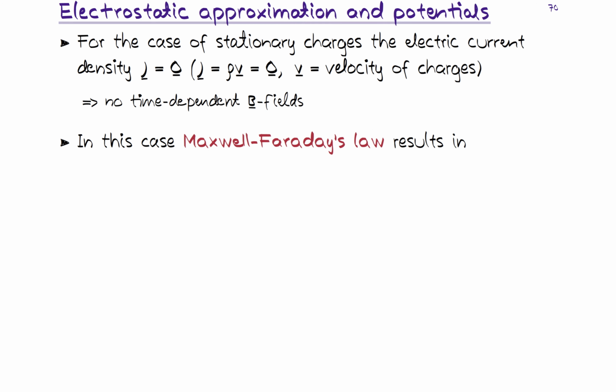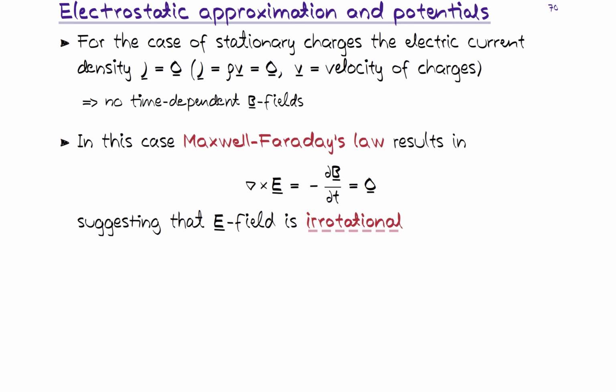And now we can look at how Maxwell-Faraday's law looks. It gives that the curl of the E field is equal to the minus time derivative of the B field. And we know that the right-hand side must be equal to the 0 vector. We see that this actually restricts the type of E field. The E field can be non-zero, we can have an electrostatic field, but whenever we calculate the curl of this electrostatic electric field, we get a 0 out. And this means that the electrostatic electric field is irrotational, so curl-free.